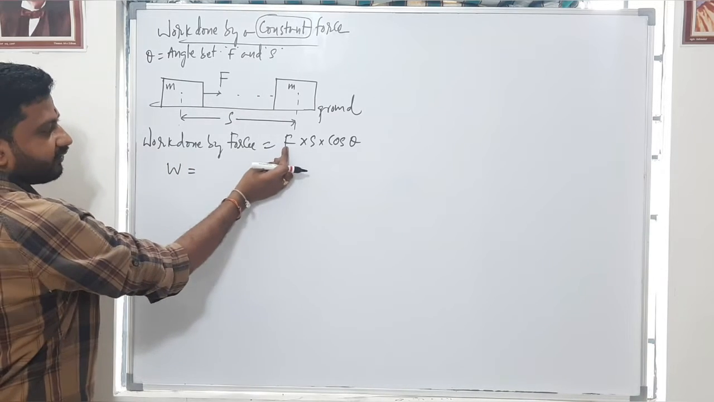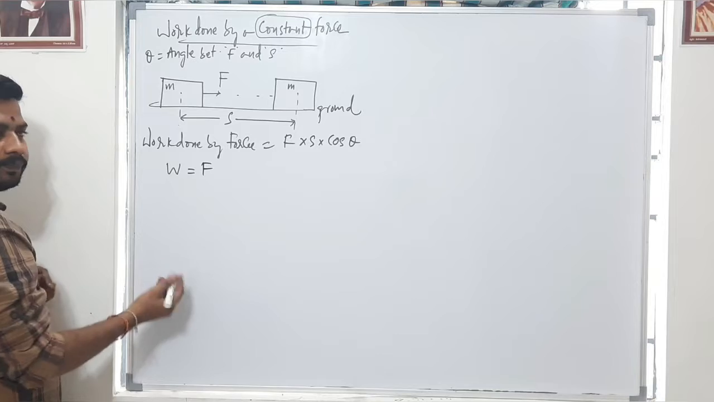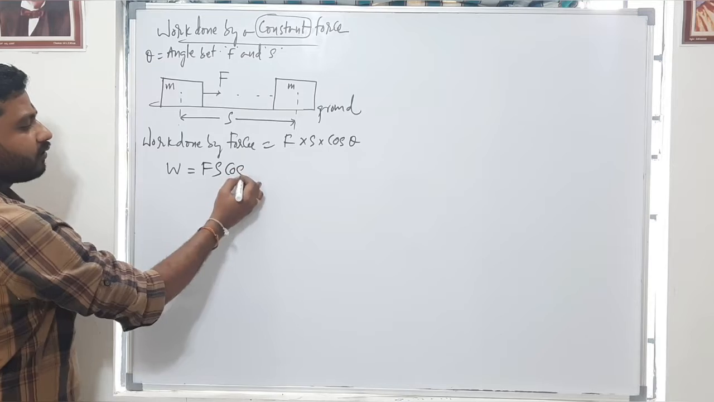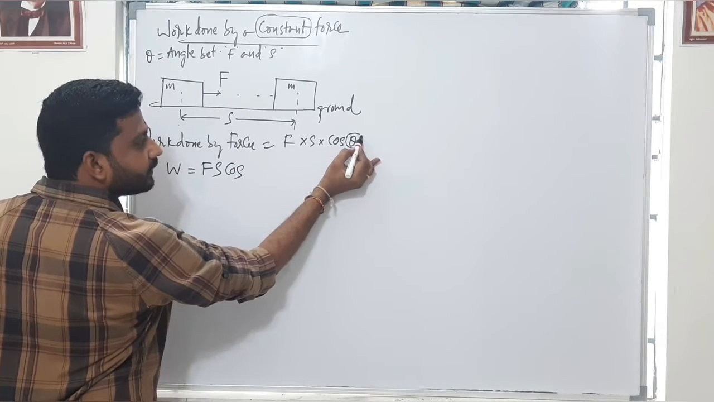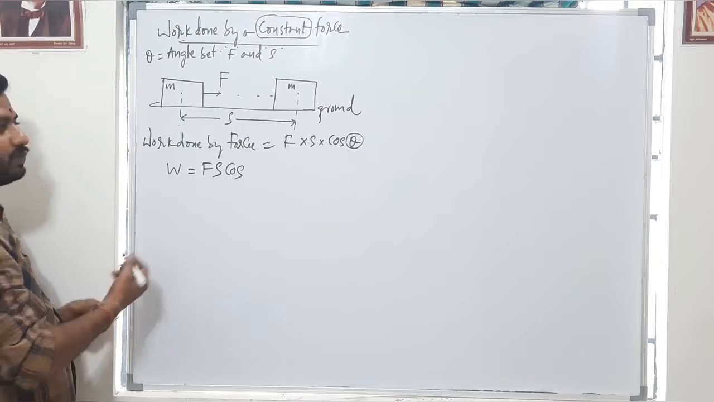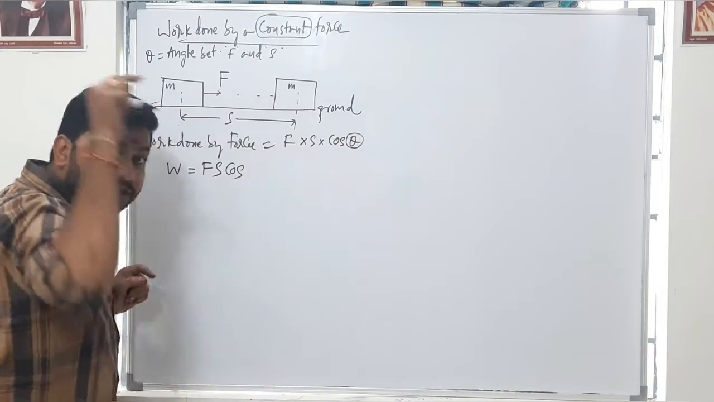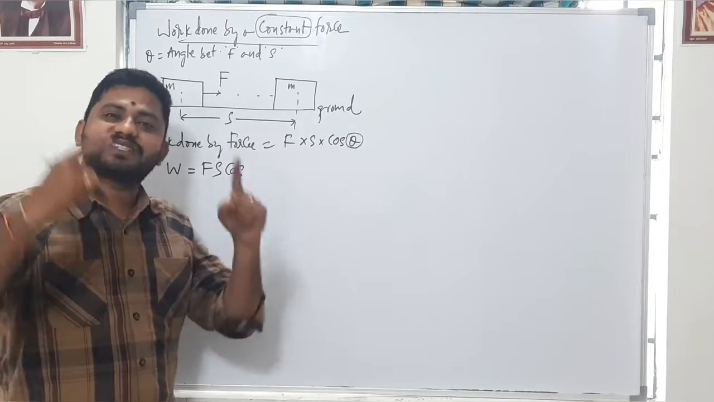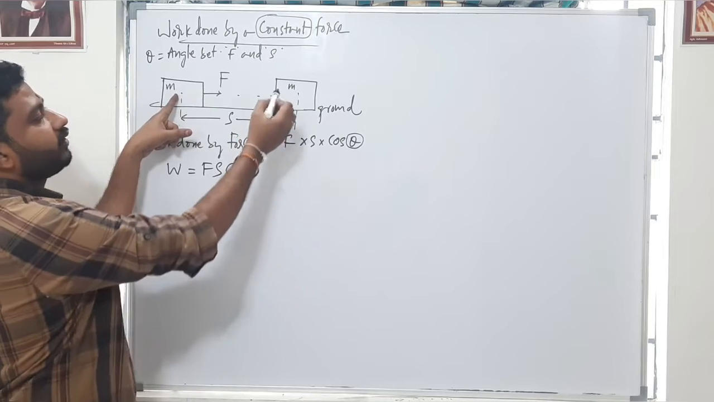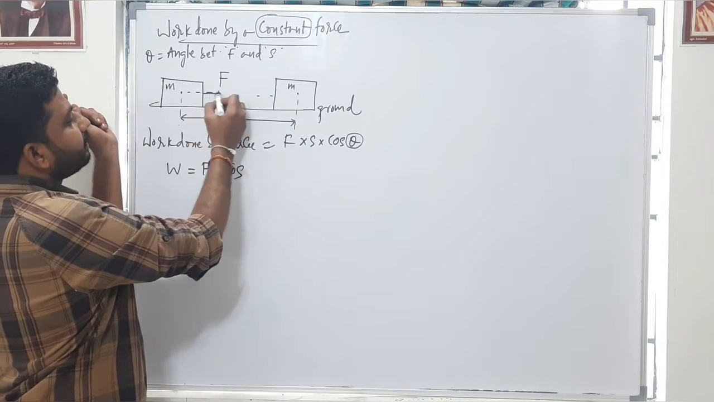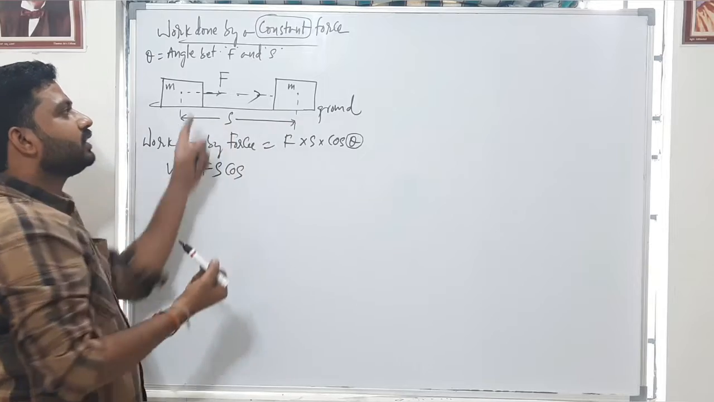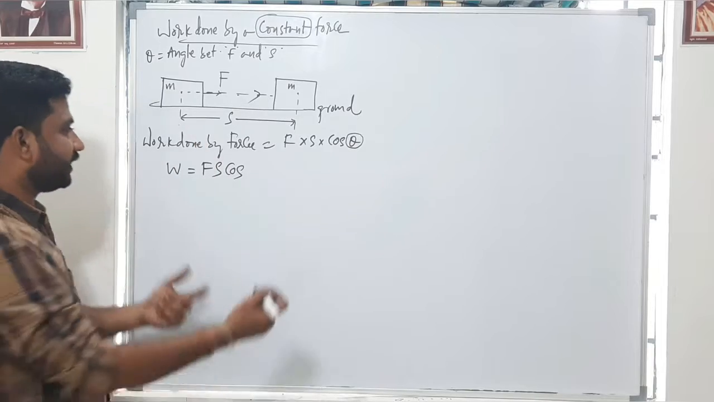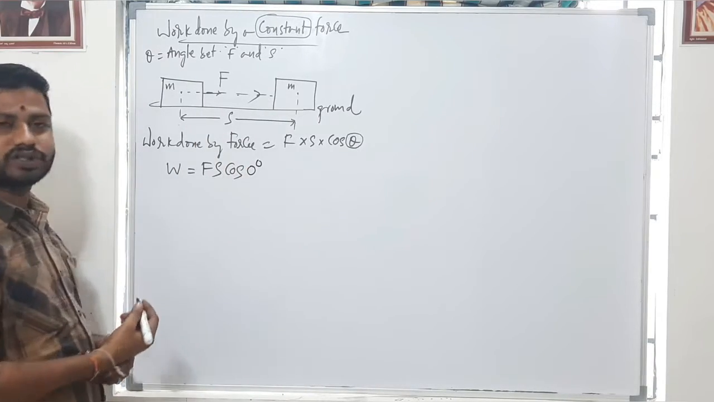W is equal to F, the force acting on the body. Displacement taken by the body is S, and cos of what is this angle theta here? Theta is the angle between force and displacement. Force is in this direction, displacement also in the same direction. Displacement we must always measure from the initial point to the final point. So this is the displacement direction. So force direction and displacement direction are the same, then the angle between them will be 0 degrees. So I can say F cos 0 degrees, right?